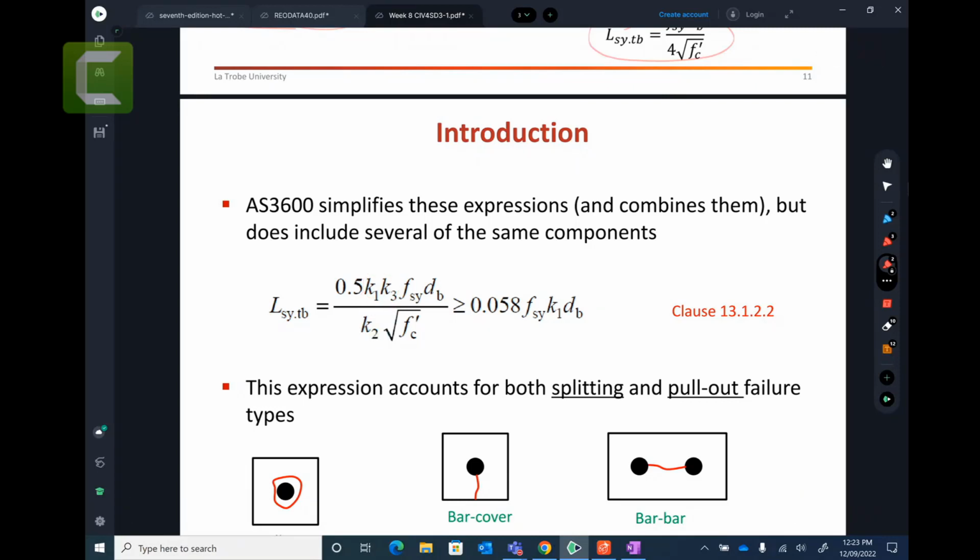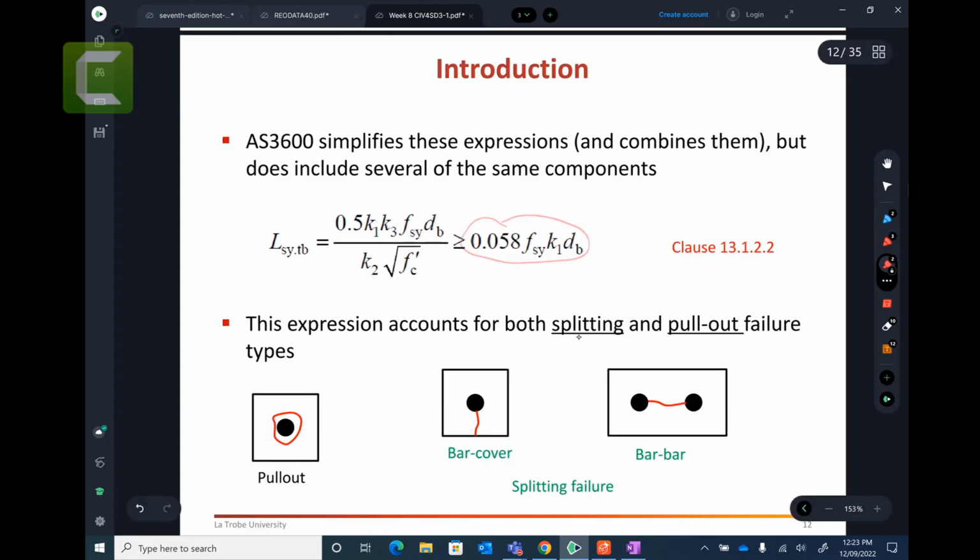And this is, by the way, the minimum development length that you need to provide, regardless of any scenario that you are considering. So this is all good. The expression accounts, as I mentioned, for splitting and pull-out failures. Both failures are considered. So this is a pull-out, as I explained in the previous slide, where the steel rebar will come out, or you have a splitting failure.